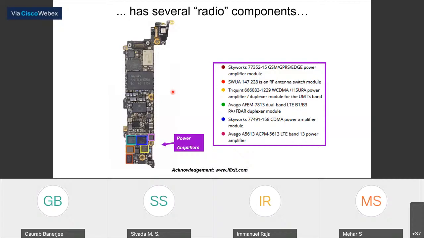But he will also tell you how hard it is to design a mobile power amplifier and integrate that on CMOS, right? It's still a holy grail. So if you open a smartphone, you find a bunch of PAs from companies like Skyworks and TriQuint, and they're all in the SiGe family, the silicon germanium family.